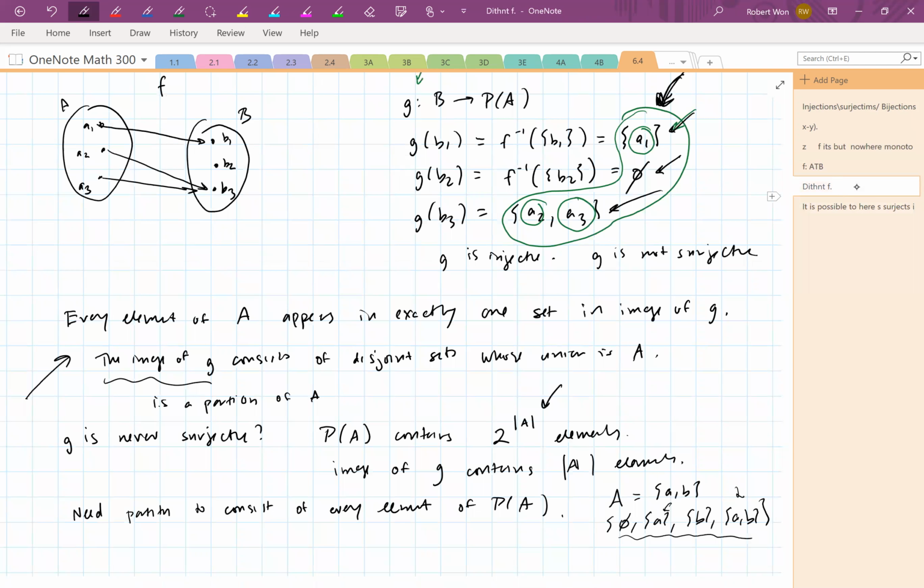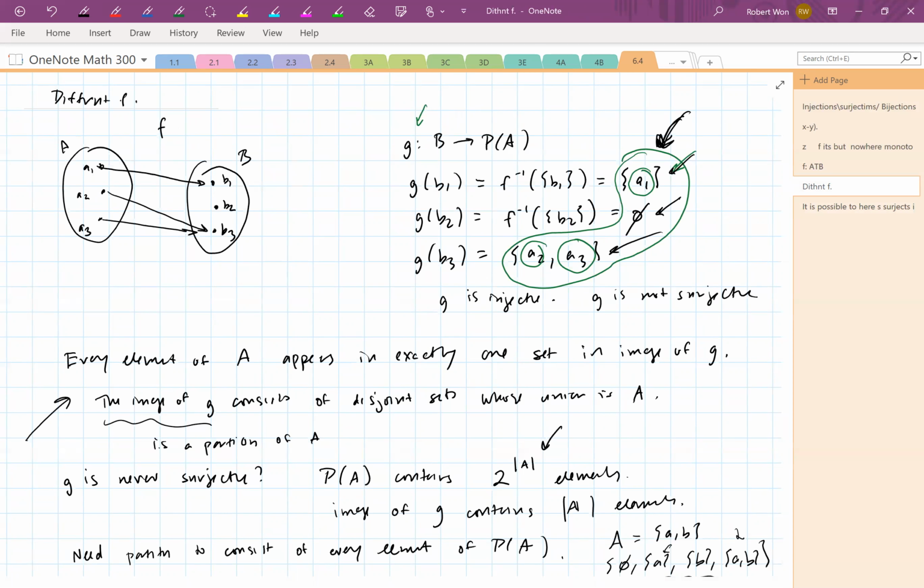Okay. What else did we learn in terms of injectivity? Well, again, the things in the image of G form a partition of A. Each element of A appears once and only once in one of these sets, which means that it seems like G is basically always going to be injective, because these sets have to be different, since A1 can only appear in one of them. So whichever one A1 appears in is different from all the rest of them. The set that A2 appears in is different from all the rest because it contains A2, but the rest of the sets don't contain A2.